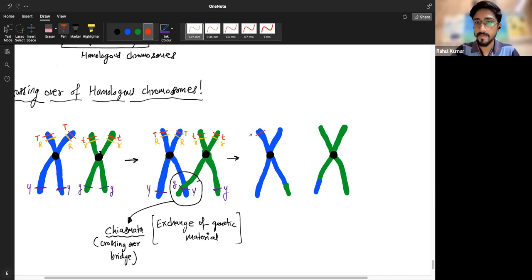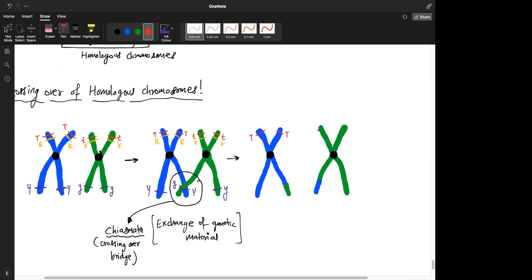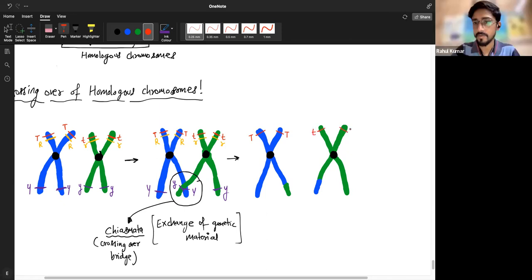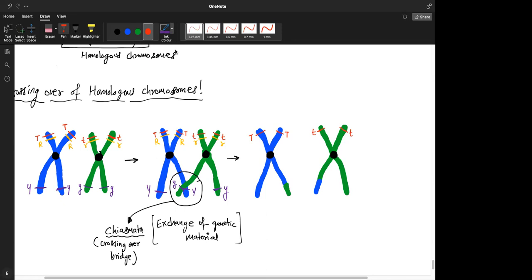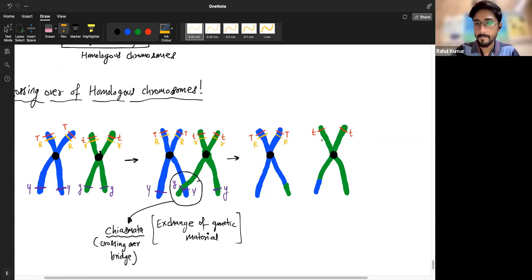So it was capital T, capital T. Keep telling me. So capital T, small t, small t. Small t, small t. Okay. Capital R, capital R. Then capital R, capital R. Okay. Small r, small r.